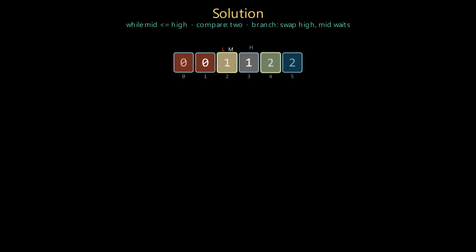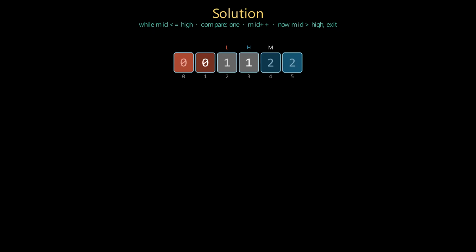Mid is still at most high. The value at mid is 2, so we swap with high, shrink the high boundary, and keep mid on the same index to reread whatever arrived there. Mid is still at most high. The value at mid is 1, the middle branch, no swap, only increment mid. Mid is still at most high. The value at mid is 1 again, so we only move mid forward.